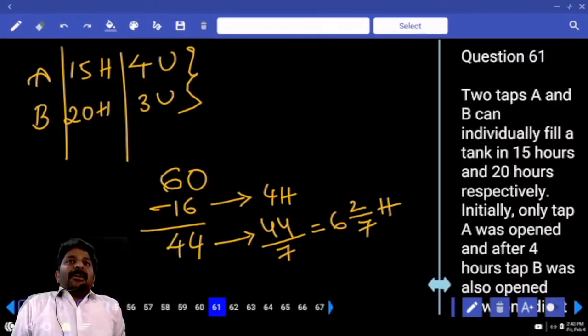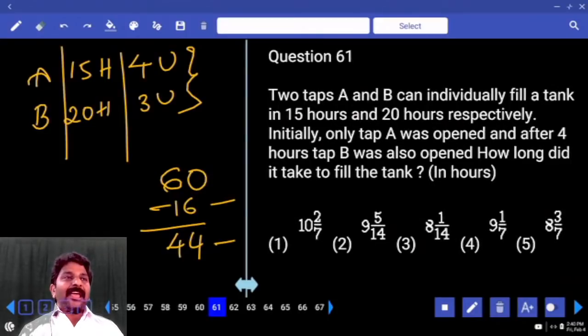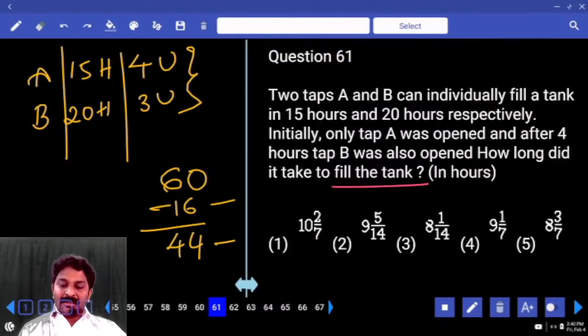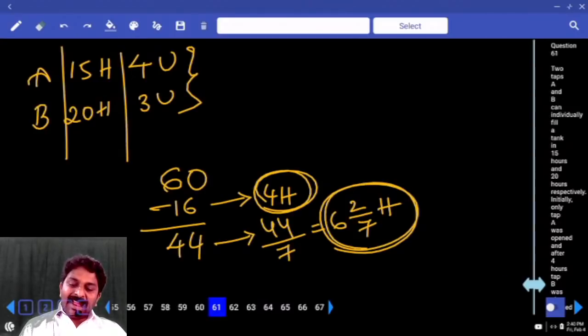Now what is your question? Be careful. Were you asked to calculate the time to fill the remaining tank or the tank? Fill the tank means the total, so how much time is it taking in total? 4 hours and 6 2/7, total 10 2/7. If it is the remaining time, then it is 6 2/7.